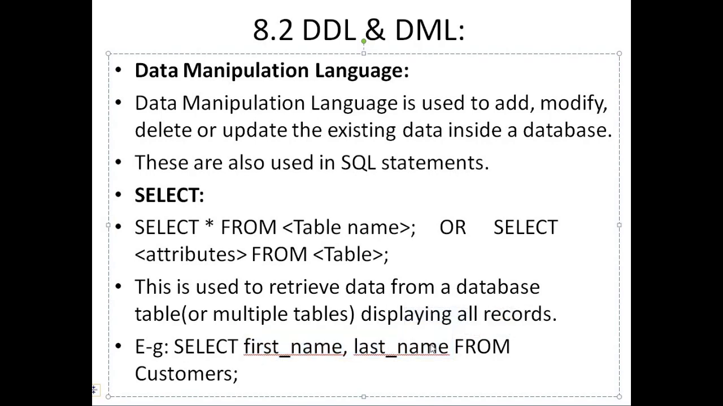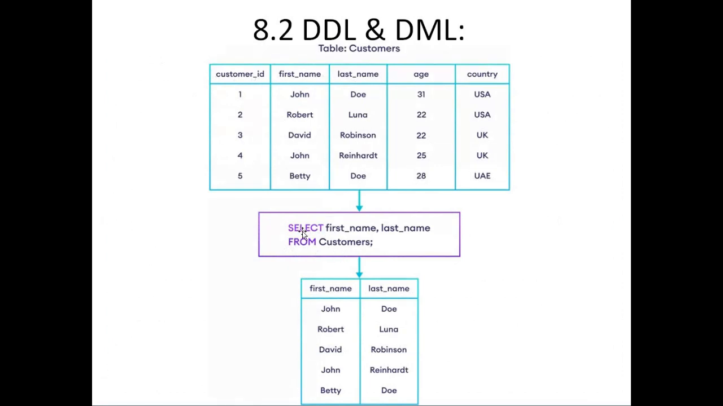For these two columns or fields, all the existing records or all the tuples would be shown only for these two columns. As you can see, when you run select first name, last name from customers, you are only shown these two columns like this.